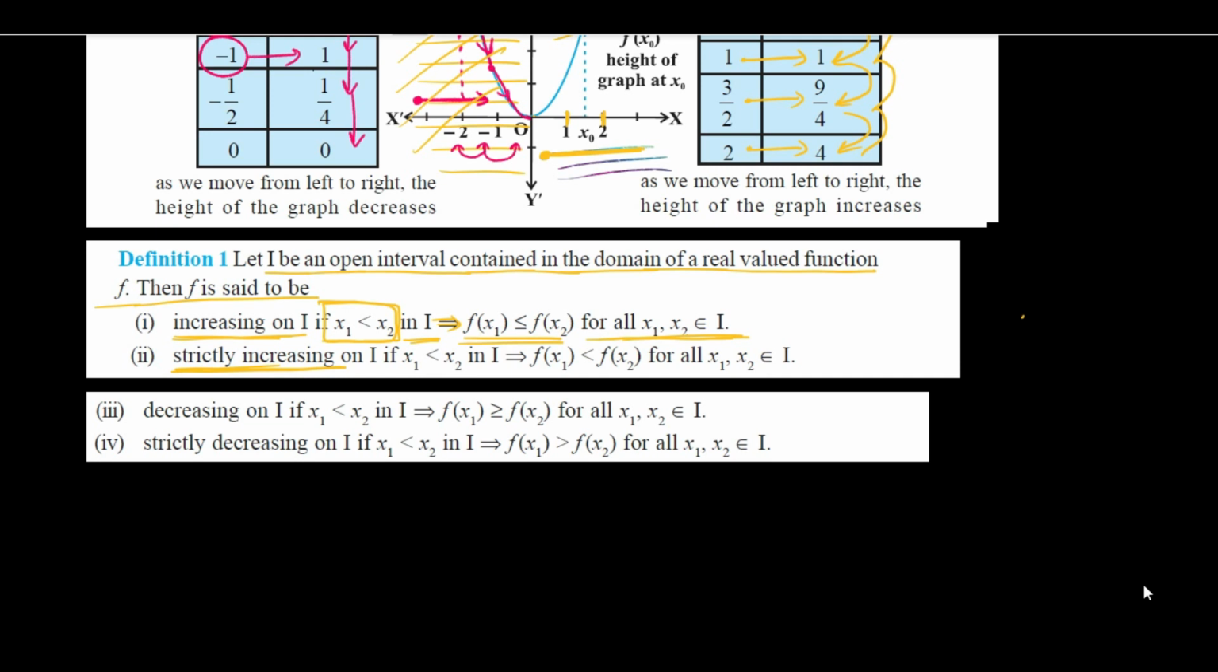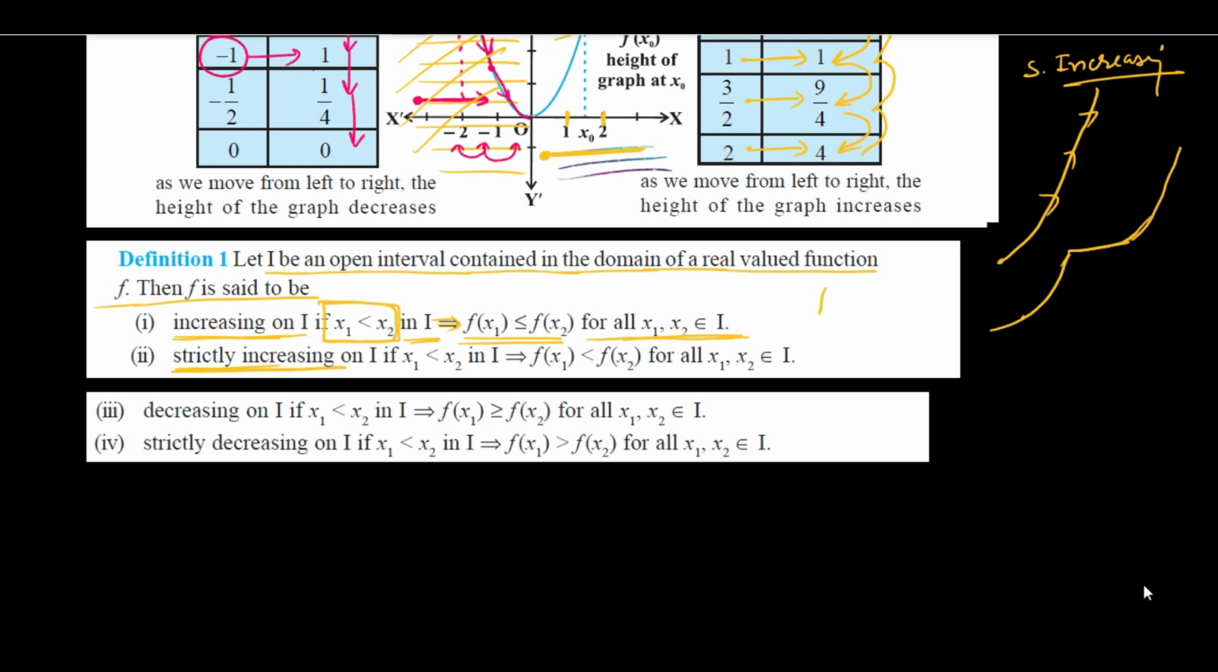Increasing means the graph is increasing continuously. It is a condition for strictly increasing. For increasing, the graph is increasing, but maybe like this. This is the difference between increasing and strictly increasing.